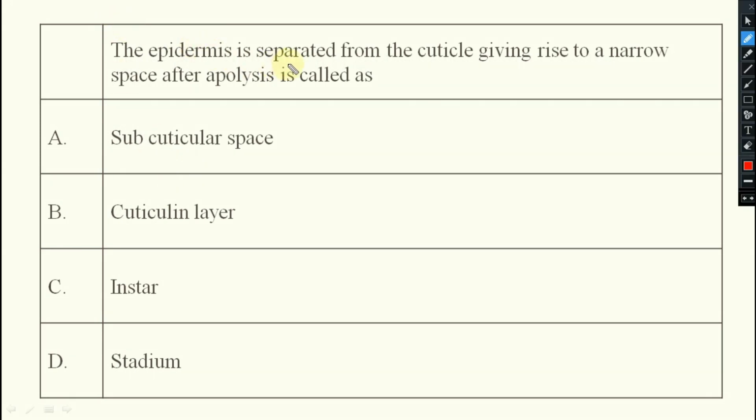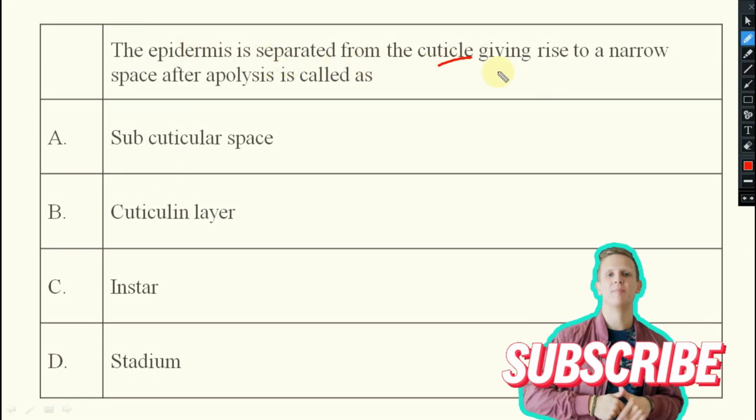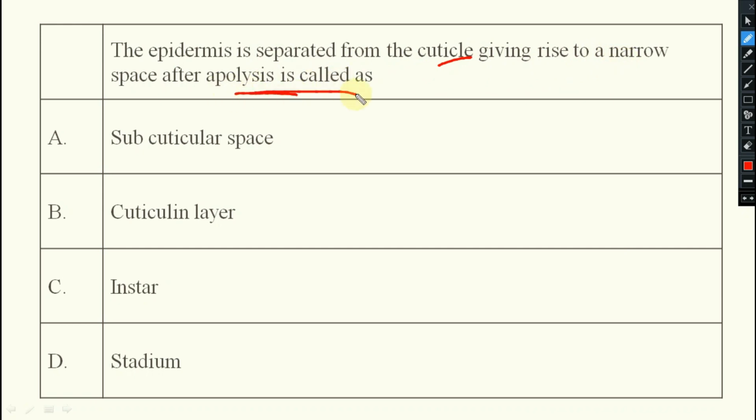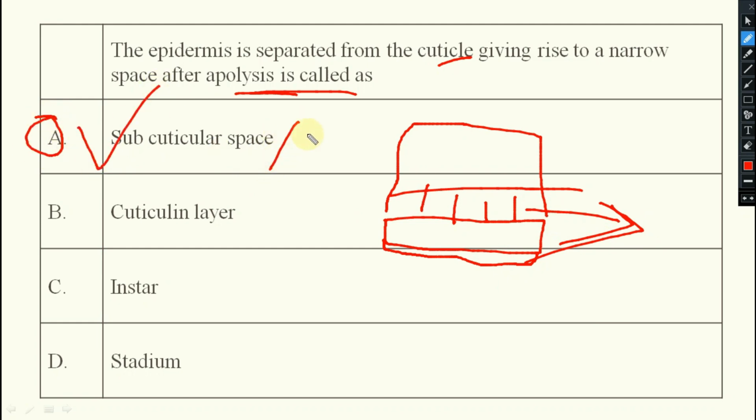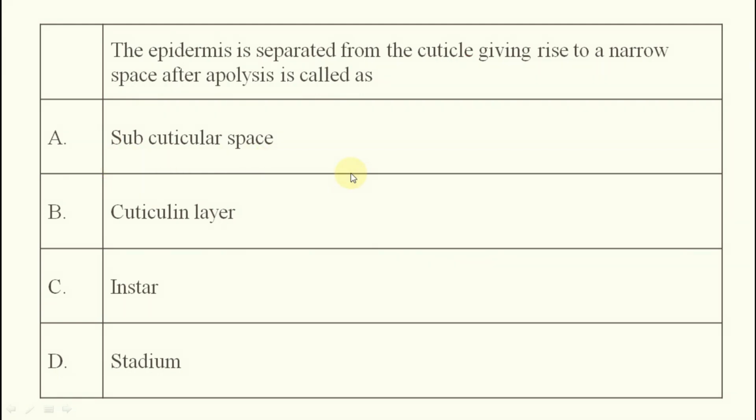Next, the epidermis is separated from the cuticle, giving rise to a narrow space after apolysis. This is known as what? Epidermis was there, basement membrane is there, cuticle is there. In between these two, a space will be created. This space is known as the subcuticular space, otherwise known as the apophyseal membrane. Option A is the right answer. Subcuticular means below the cuticle.